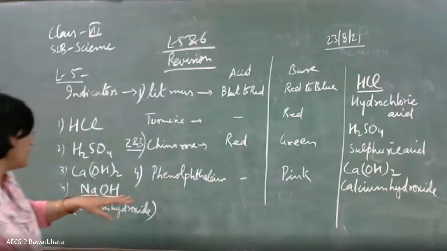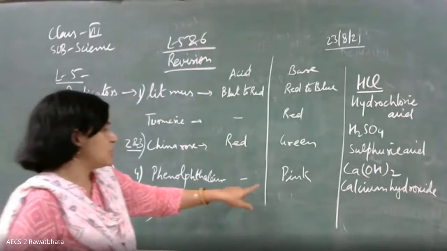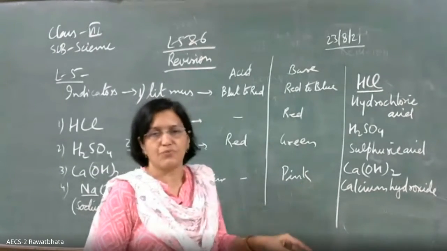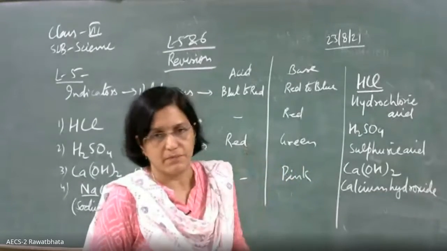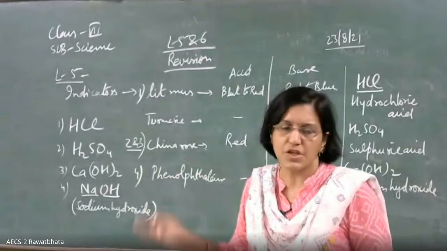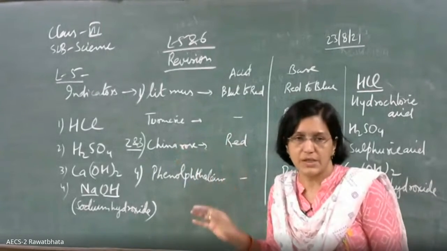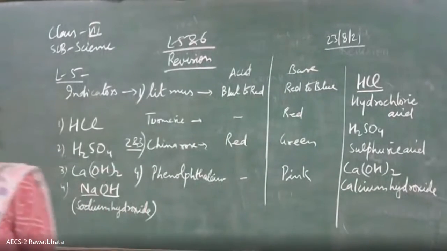Now phenolphthalein for sodium hydroxide. For acids, there is no change, but a base is going to change the color of phenolphthalein. Phenolphthalein that is almost transparent changes to pink. So these are the changes that are going to be done with the help of these indicators. Note them down, they may be asking you based on this.